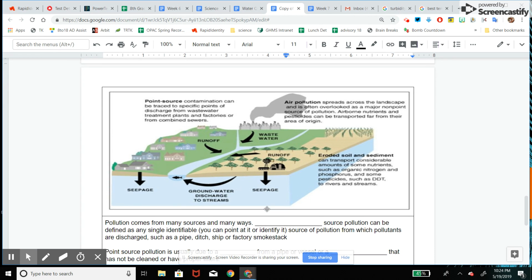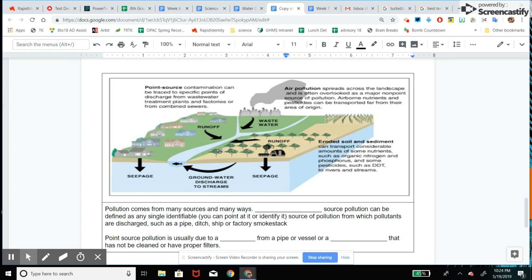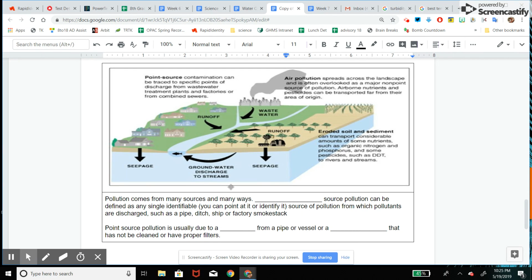Here's a diagram about point source pollution, where you know exactly where the stuff is coming from. You can see it's coming out of the smokestack. You know that it's coming out of some seepage of a tank on this farm. You can see the wastewater coming from a pipe here. It might seep directly through the ground if somebody spills oil in their backyard or something. But pollution comes from many ways.